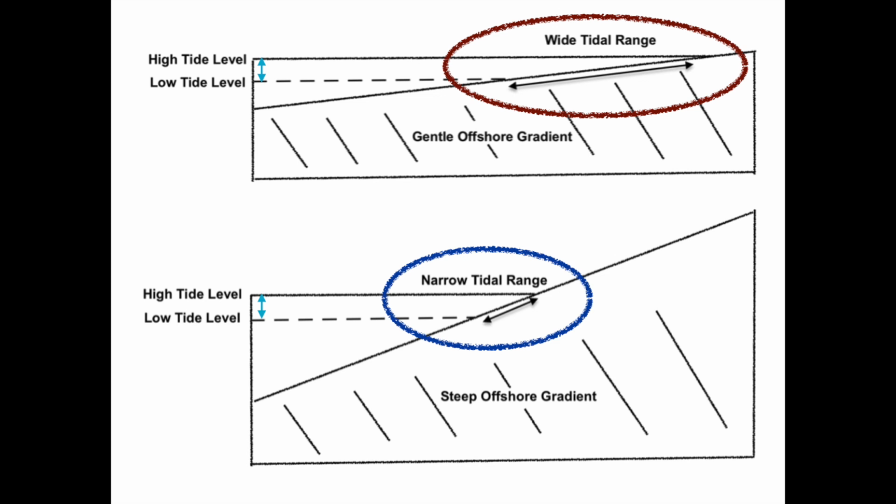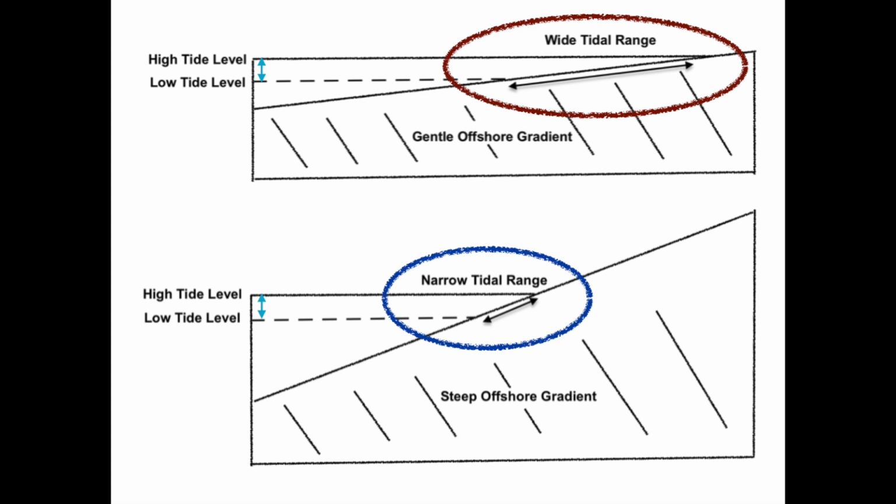The same level of high tide and low tide, let's say 0.5 meter, at a steeper coastline will have a narrower tidal range and you will get more erosion, versus the same level of sea level up and down at a wide tidal range.